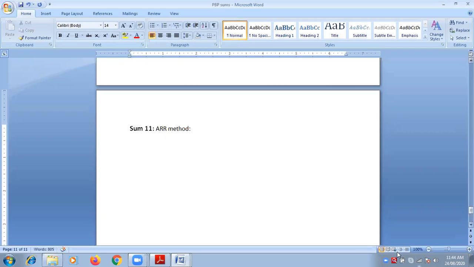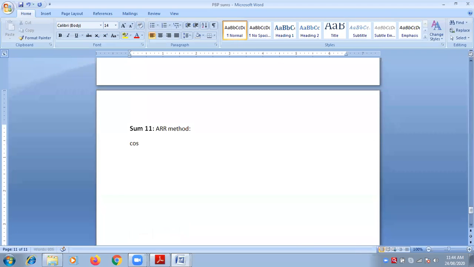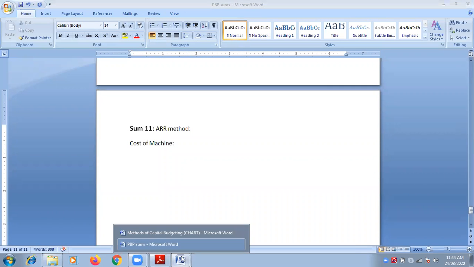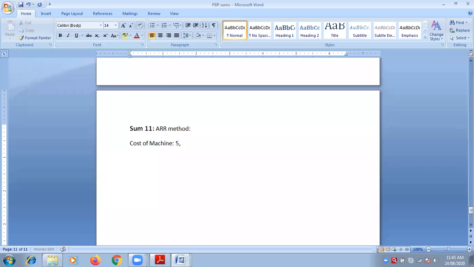Is the screen visible to you? Yes, ma'am. Okay, fine. Before the steps, the cost of the machine. What was the cost of the machine? There is only one project. What is the cost of the project? 5 lakhs. So we have to write 5 lakhs. Rupees, you write rupees.